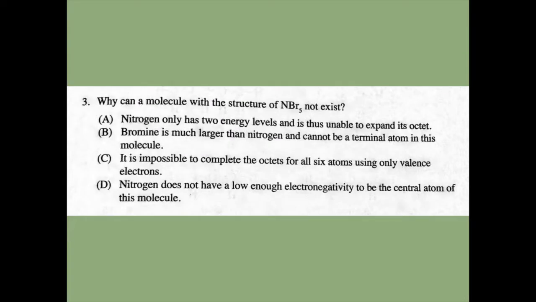In 3, it says, why can a molecule with the structure of NBr5 not exist? Well, if you had NBr5, that would be an expanded octet. And remember, in order to have an expanded octet, the atom that has the expanded octet, which in this case would be nitrogen, needs to have access to the d orbital. Well, since nitrogen is in your second energy level, it doesn't have access to the d sublevel. Therefore, the answer is A. Since it only has 2 energy levels, it can't actually expand.